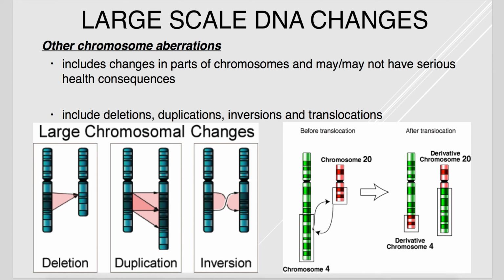And then another one that's really important is a translocation. That's when you have portions of 2 different chromosomes swap places. So here's chromosome 4, here's chromosome 20. This portion of chromosome 20 swaps with this portion of chromosome 4, and you get these hybrid chromosomes. And these can be associated with things like cancer.